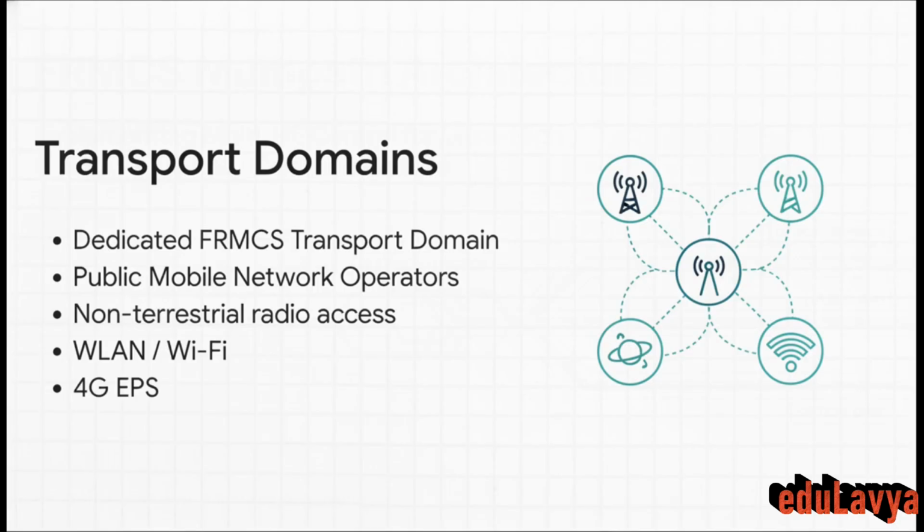So the FRMCS multipath function is built to be unbelievably adaptable. Yes, it uses the dedicated FRMCS transport domain, but it can smoothly push traffic onto non-FRMCS domains too. We're talking public MNOs, non-terrestrial radio access like satellites, local Wi-Fi networks, and even legacy 4G EPS networks. It basically grabs whatever connection is available to keep that link alive.